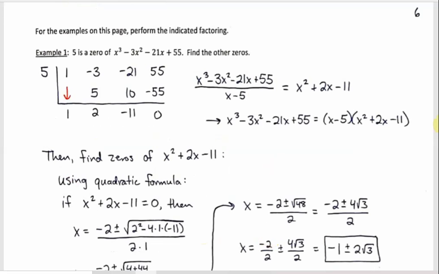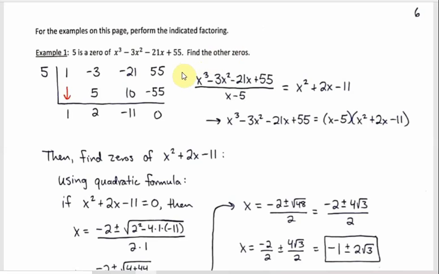For the examples on this page, we're going to take some larger polynomials than we've had before. So we're going to take ones that are cubic and we're going to factor them all the way. Because if we know that 5 is a 0 of this polynomial, we should be able to get the other ones because we're going to be left with a quadratic. And either we'll be able to factor that or we can use the quadratic formula and that should do it.